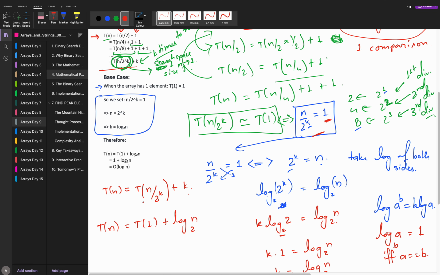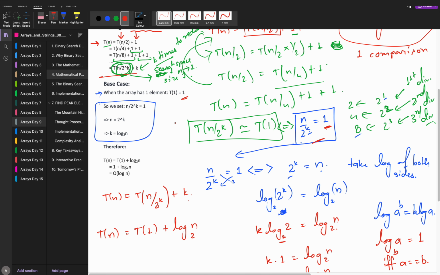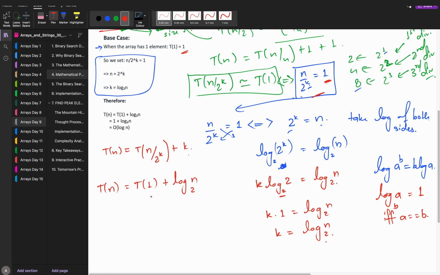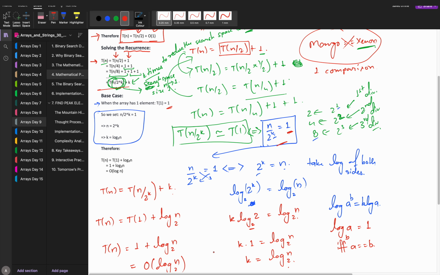What is the value of T1? T1 is nothing but 1. That was the base case. Size 1 means only one comparison happens. So 1 plus log of n to the base 2. The 1 is negligible, nothing. So in short, we can write it as big O of log of n to the base 2. This is how much time it takes. That's the whole derivation.